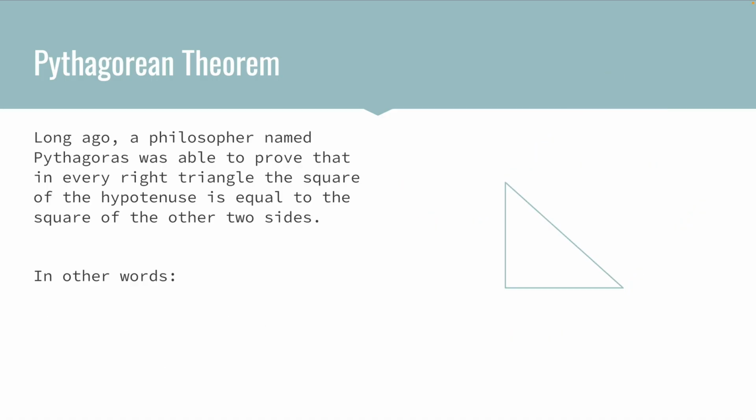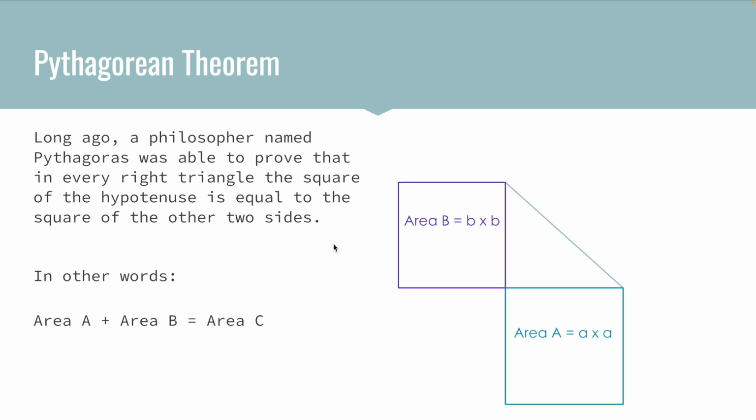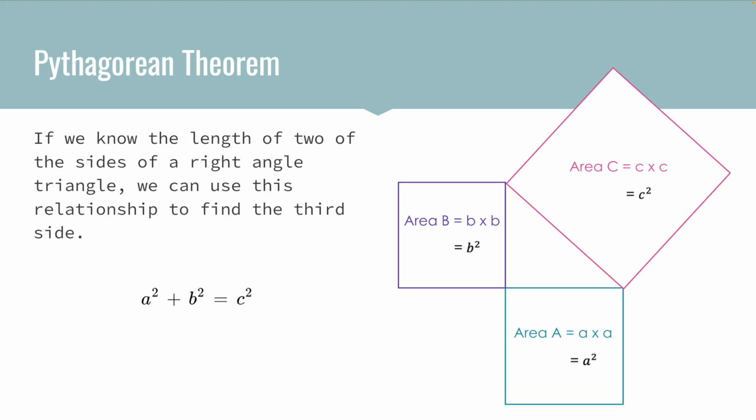And if you look back to your table, you should see that these 2 numbers added together give you this number here. Now, if you had a funky sort of decimal number, it's possible it might be a little bit off if you weren't able to be exact, but it should be pretty close. And so if we know the length of 2 of the sides of a right triangle, we can use this relationship to find the length of the 3rd side.